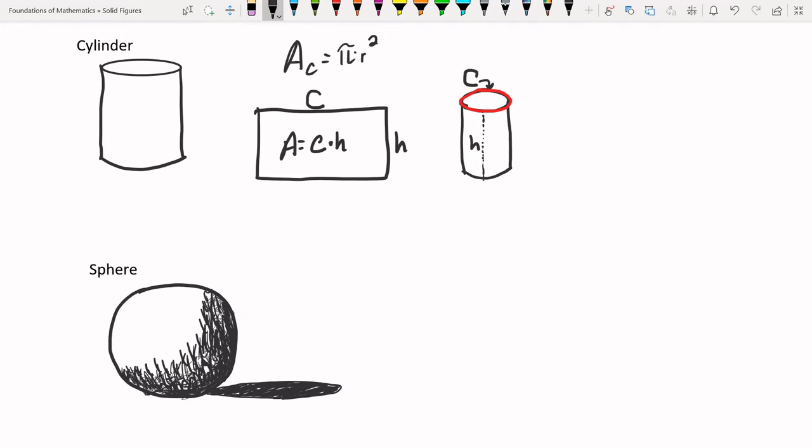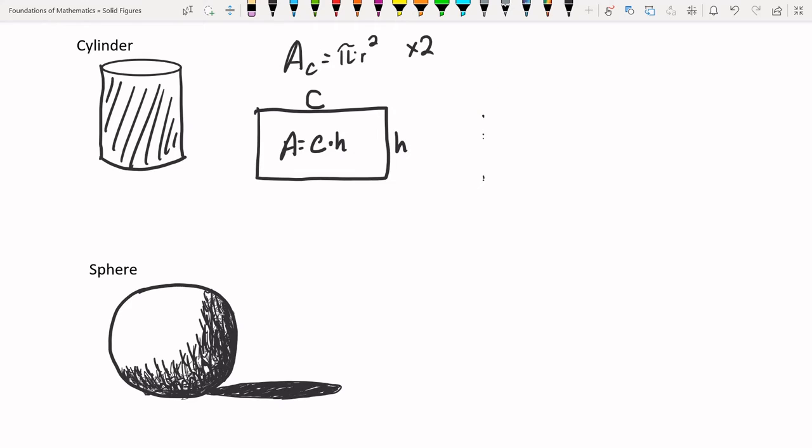So that's how we can find the surface area of cylinders: taking two of the circles' areas, which is the top and the bottom, and the circumference of the circle times the height of the cylinder. That gives us the surface area all the way around the cylinder.